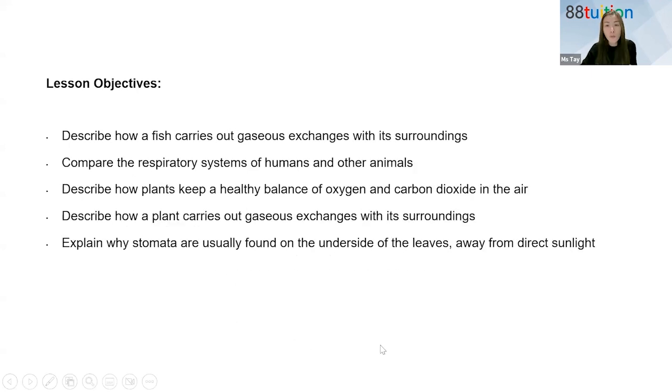Now, today's focus is mainly on the respiratory system in fish. So you need to describe how a fish carries out gaseous exchanges with its surroundings. So tell me roughly, what do you think the surrounding of a fish is like? What do you think? I have people typing in the chat box.